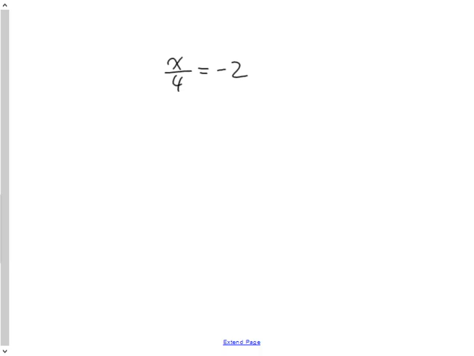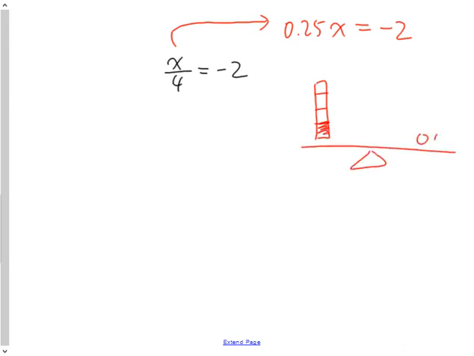Here we have a quarter of x equals negative 2. So another way I could write this exact equation is this. A quarter of x equals negative 2. If I was to draw it, that's x.